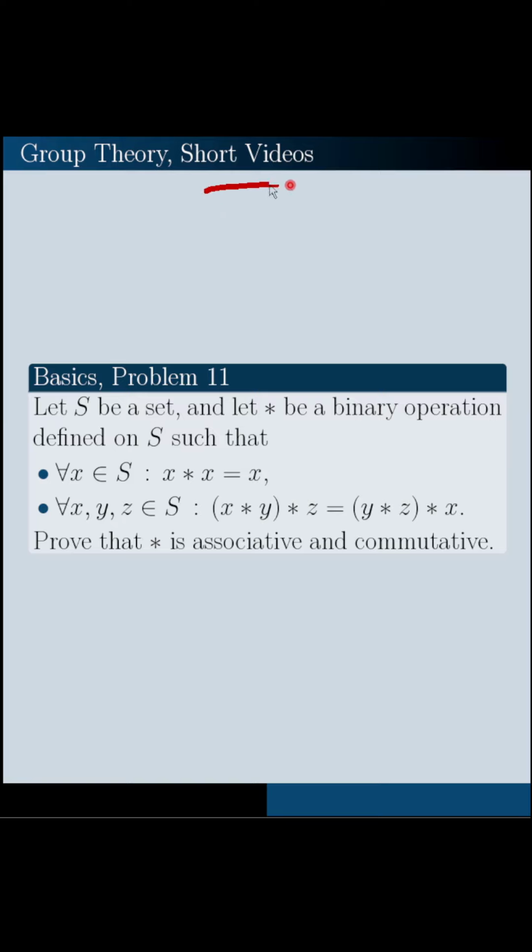Hello, in this short video I'm going to investigate the following problem. Let S be a set and let star be a binary operation defined on S such that for all x belonging to S, x star x equals x, and for all x, y, and z belonging to S, (x star y) star z equals (y star z) star x. Prove that the star is associative and commutative. Pause the video at this point and give it a try.